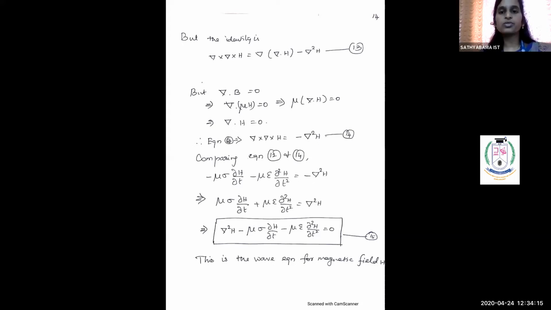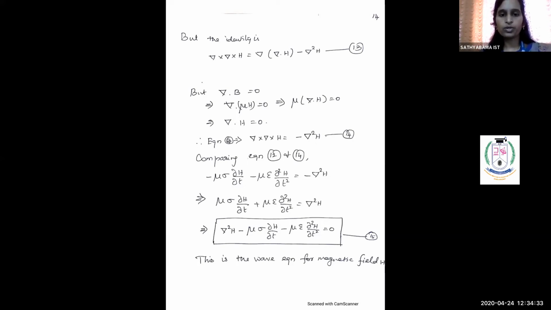We are going to substitute this in the place of the 13th equation. So the del into del dot H term itself vanishes. What happens? Del cross del cross H is equal to minus del square H. That's what we are getting. That is going to be our 14th equation.